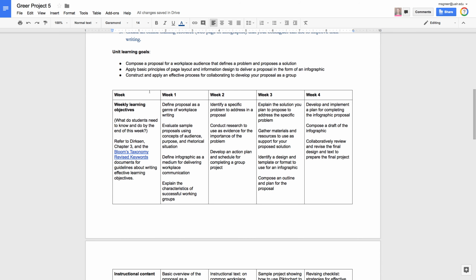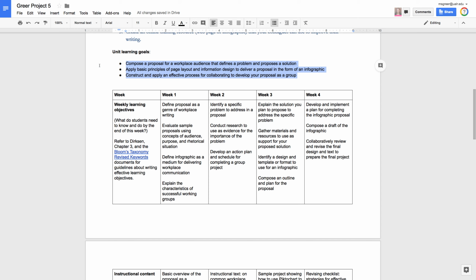So from that point, I define my 3 main unit goals for the 4-week unit as a whole. Number 1, compose a proposal for a workplace audience that defines a problem and proposes a solution. So that's kind of like the number 1 bullet point learning goal for the whole thing. You're going to come away with this having completed a proposal.